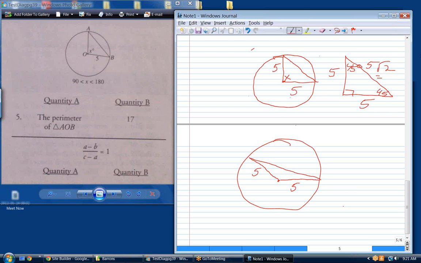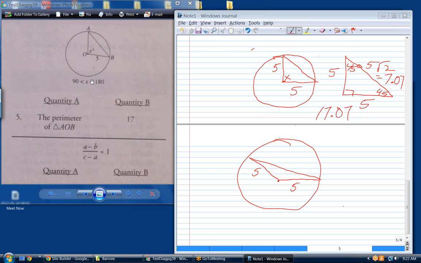So when I take the square root of 2 and multiply it by 5, I get 7.07 and additional decimals. But that's all I really need, because it's asking us to compare the perimeter. Even when I make x 90 degrees, the perimeter is 17.07, which is greater than 17.